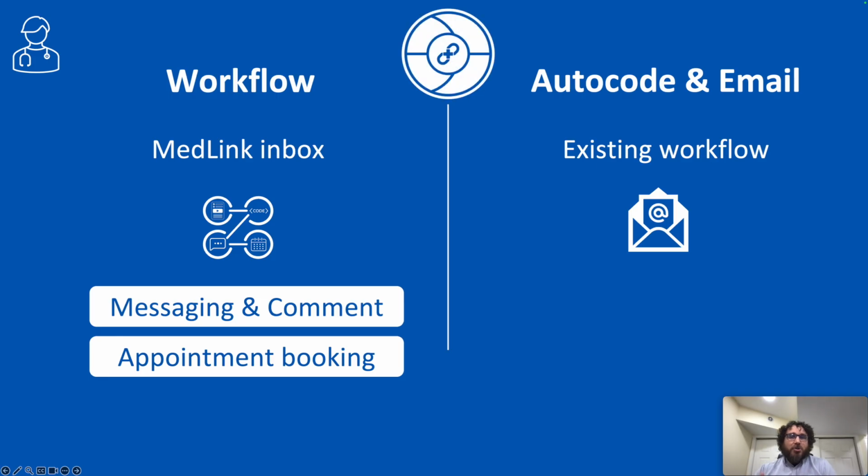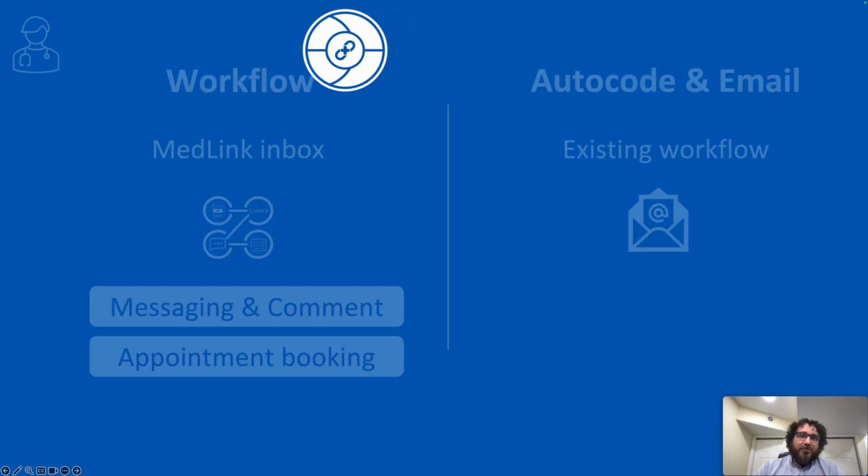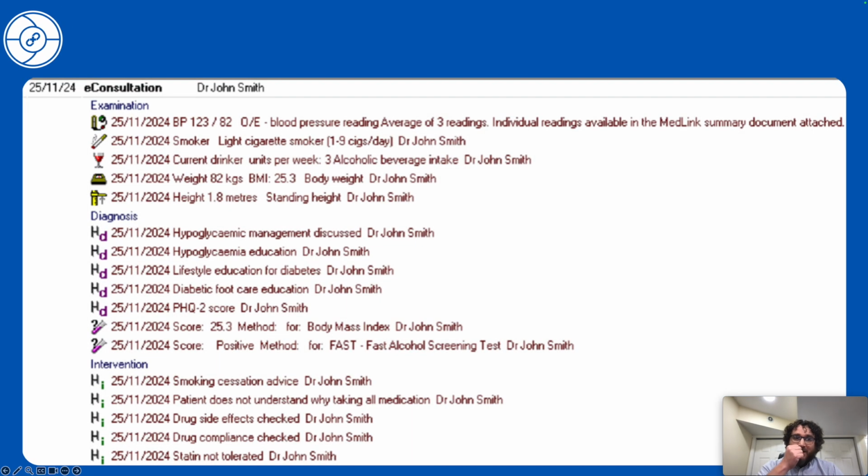But whichever option you choose as a practice to use, and you can do that both at condition level and actually by clinician level as well, that data all gets written directly into the Vision record without any manual input whatsoever. So you can see here what that looks like within Vision. This is just a section of one of the automatically coded pieces of data. We don't actually control the order, that's done internally by your own Vision system.